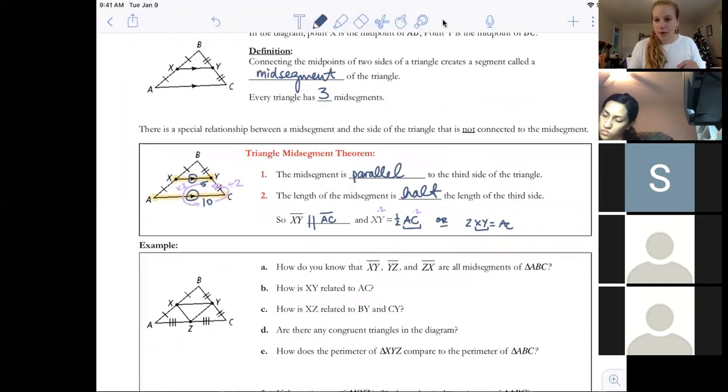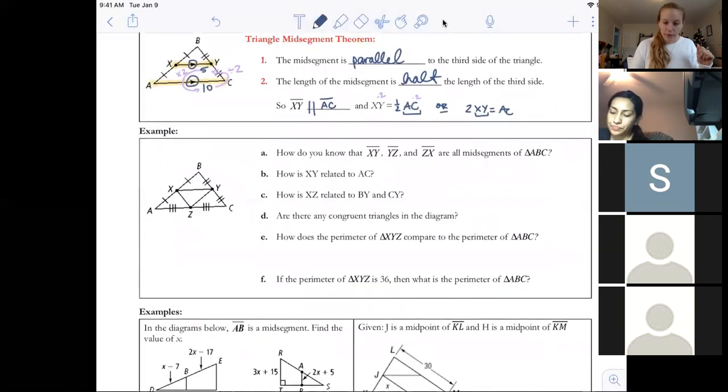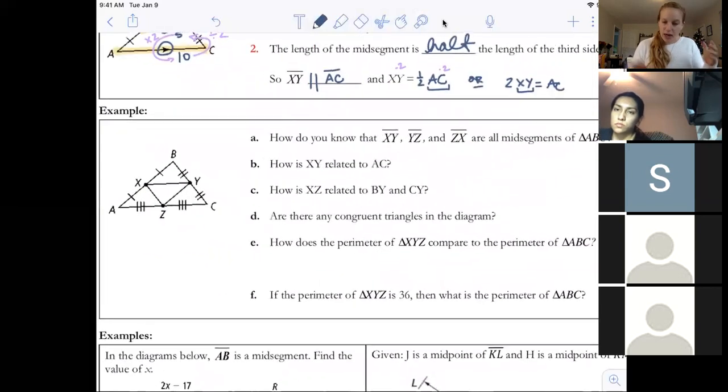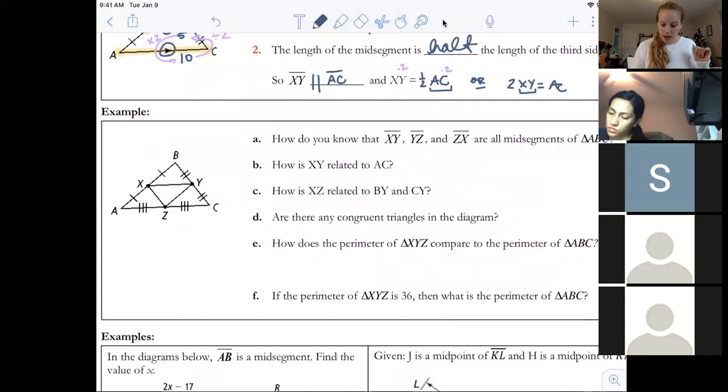Okay, any questions so far? All right, let's continue on. We've got this example, this picture. I've kind of used the same picture, just carrying it down the page with us. Now we've got these questions that are going to help us explore it, and I'm going to need some help on these. We're going to talk through these.